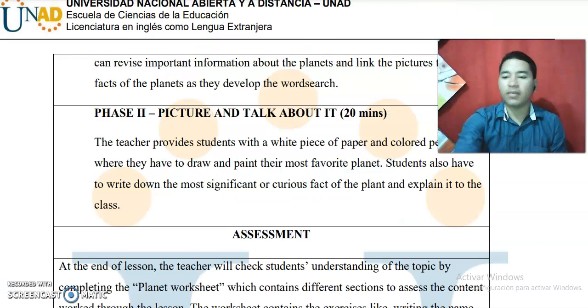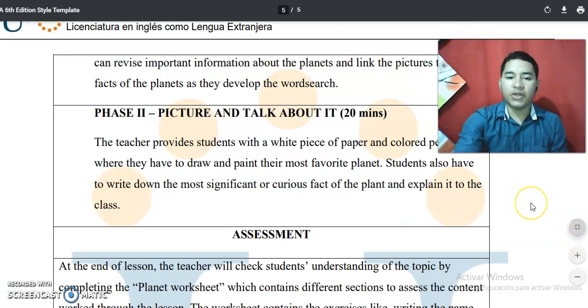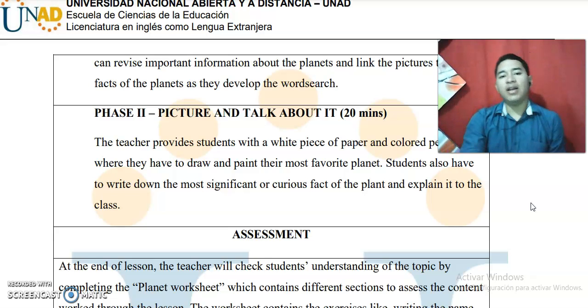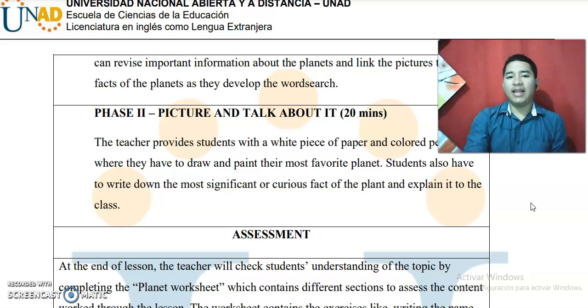Eventually, the teacher is going to continue with phase 2 of the practice, which is called Picture and Talk About It. He's going to provide the students with a white sheet of paper. He's going to ask them to draw their favorite planet, paint it, and write the most important information that they know or remember about this planet.